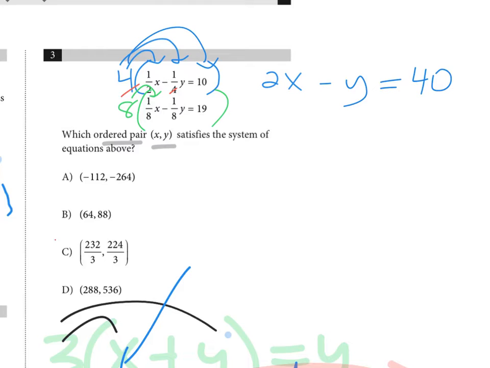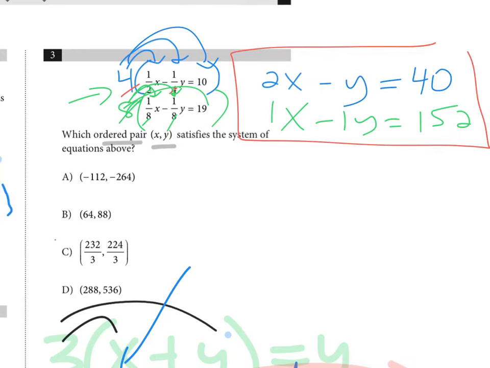So 8 times 1/8, here the two 8s cancel, so we have 1x. 8 times negative 1/8 y, again the 8 and the 8 cancel, so you're left with negative 1y. And then here you have 8 times 19, which is equal to 152. See, the reason why we multiplied by the lowest common denominators is to make the fractions disappear. Well, now I have a system of equations, 2 letters, 2 variables, 2 unknowns.